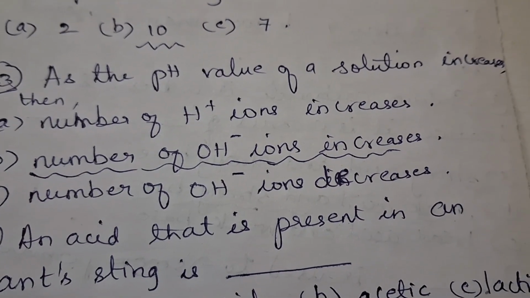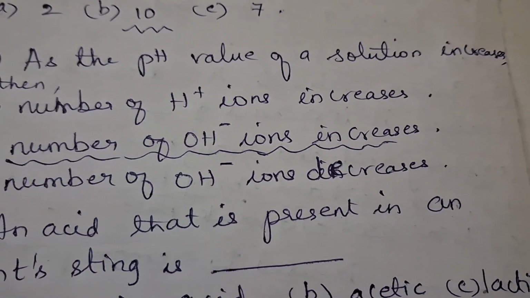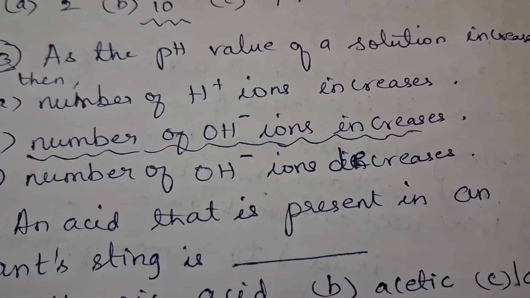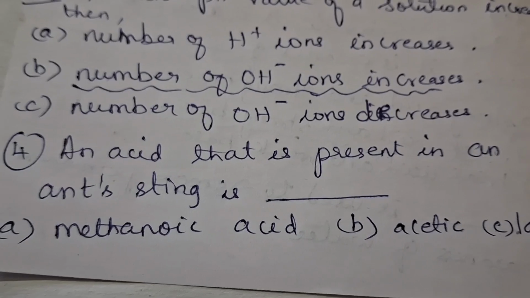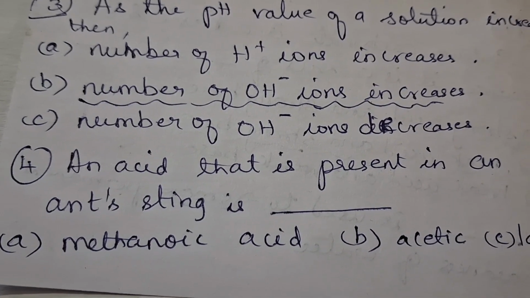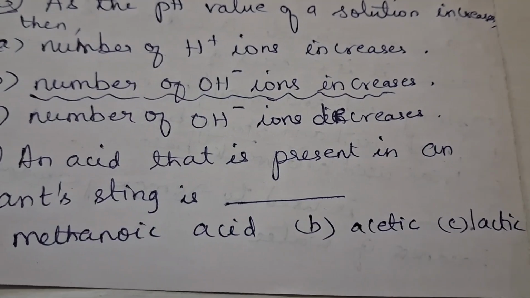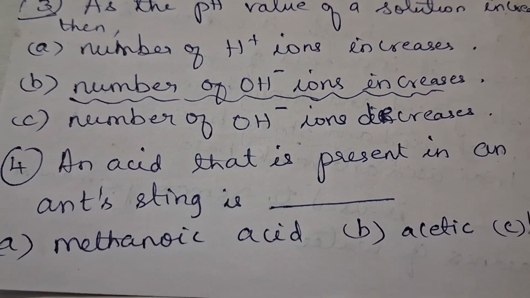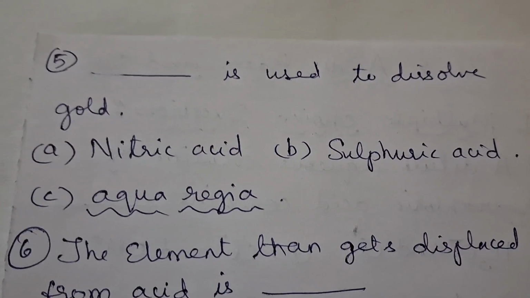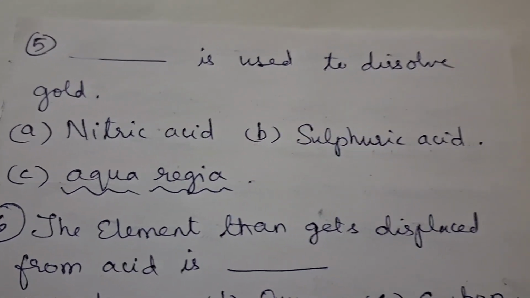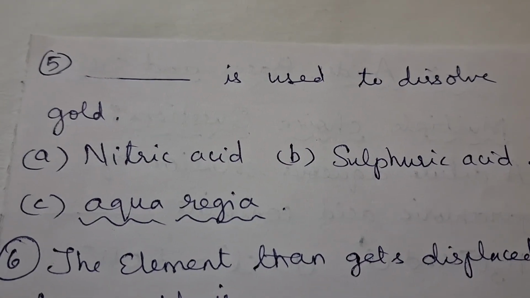As the pH value of a solution increases, the OH minus ions increase, and the number goes on increasing. It is a base. An acid that is present in ants' sting is methanoic acid, acetic acid or lactic acid. So the answer is methanoic acid. Now dash is used to dissolve gold: nitric acid, sulfuric acid or aqua regia. So gold dissolves in aqua regia.